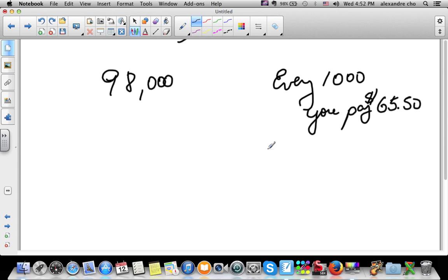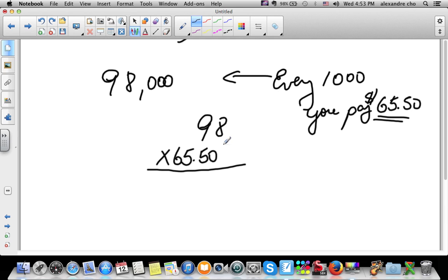If their house was worth $2,000, then they would pay double this amount. If their house was worth $3,000, they would pay triple this amount of $65.50. Well, so how many thousands are in 98,000? Well, there are 98 thousands in 98,000. So, easiest way, multiply 98 times 65.50.